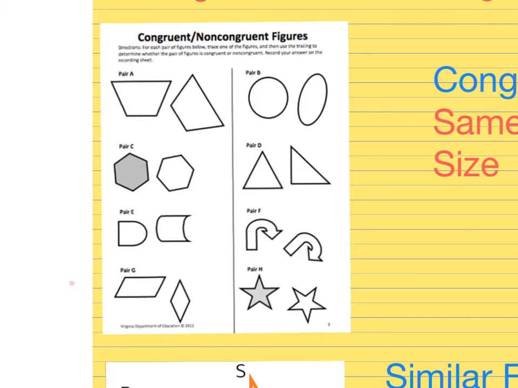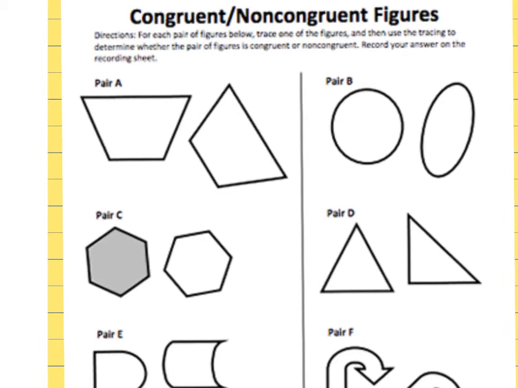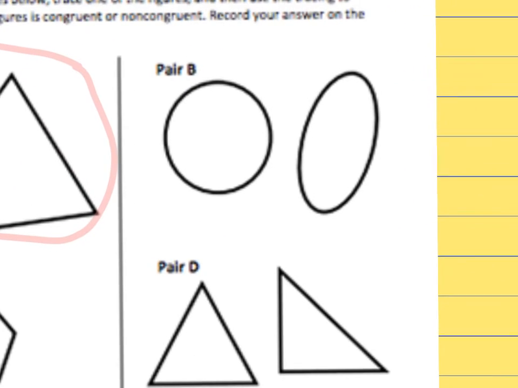Okay, first, if you look at the first pair of figures, they are obviously the same size, the same shape, I'm sorry, and they look pretty similar with the same size. Now, they are not in the same position, but it doesn't really matter. As long as they have the same size and the same shape, the position doesn't really matter. They are congruent figures. What about pair number 2 or B?